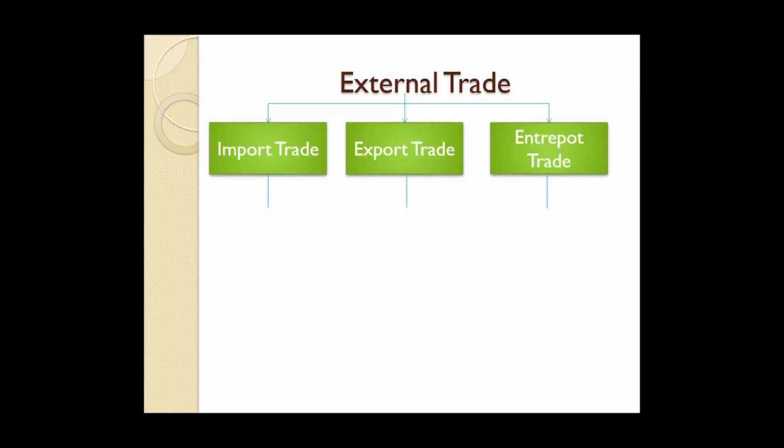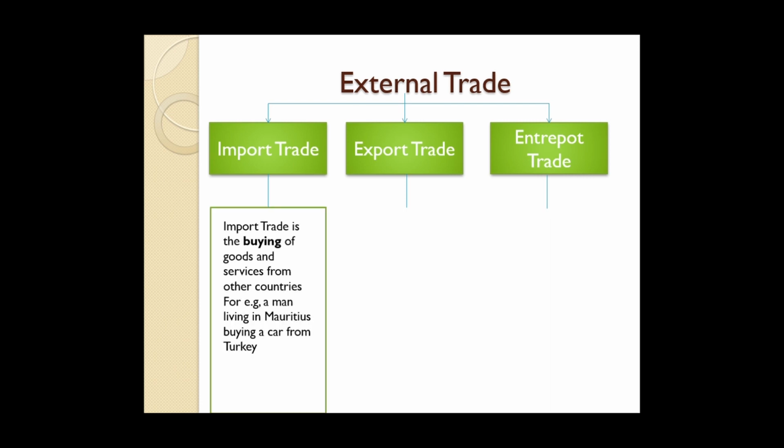Good. Now, external trade can be divided into three parts. We have import trade. What is import trade? Import trade is simply the buying of goods from other countries. For example, a man residing in Mauritius wants to buy a car from Turkey. This will be an import trade, which means that there will be an importation taking place.